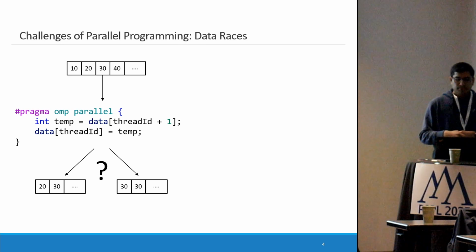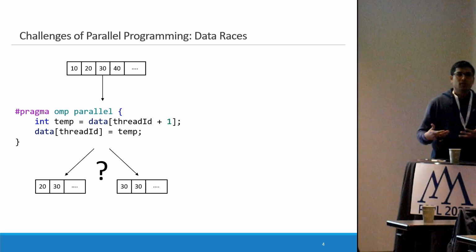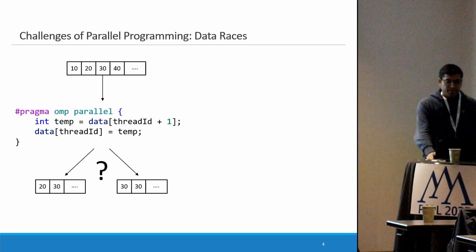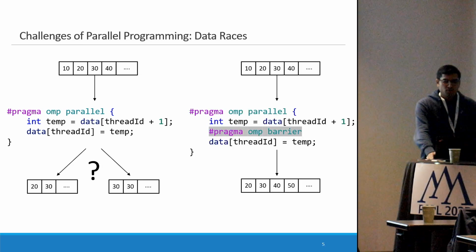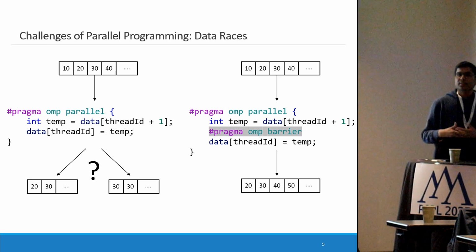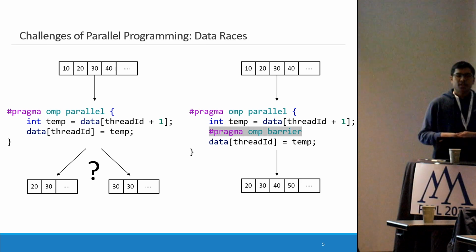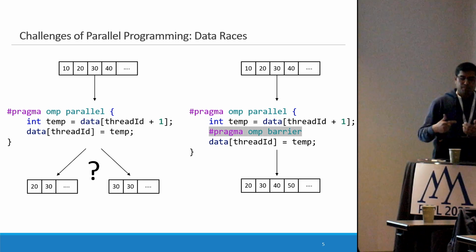There are also cases where we can have corrupt data, where the writes and reads happen simultaneously. If the operation is not atomic, we might have data that is corrupt. To mitigate this, we introduce barriers. These barriers are a synchronization construct in OpenMP, which forces each thread participating in the parallel region to wait.